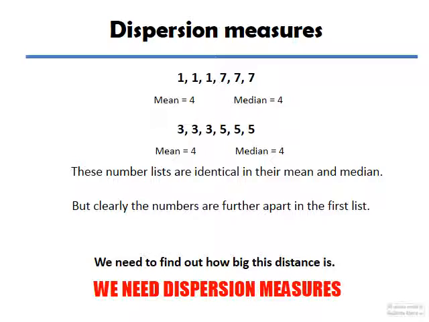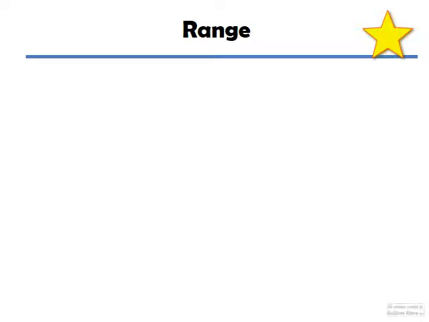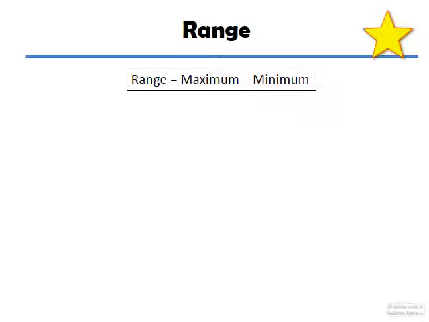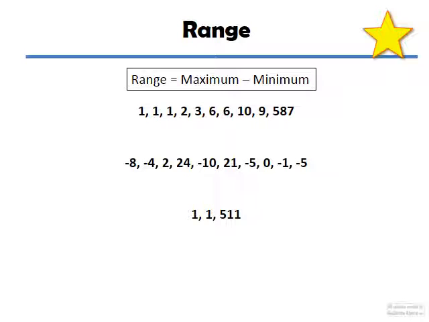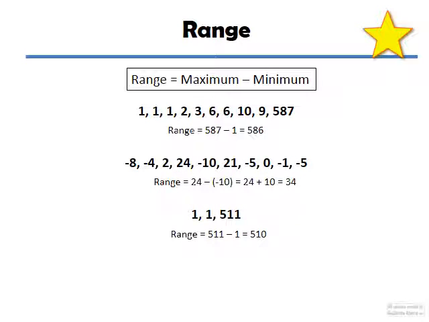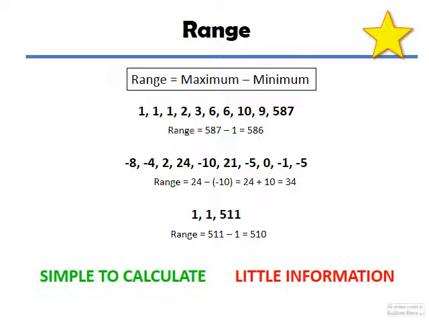The first one is going to be the range. It means take the biggest value and subtract the smallest value. Here you have some list of numbers. Biggest value here is 587 minus 1, 586. Biggest value here is 24. Careful, the numbers are not in order. Minus 10 gives me 34. And here the range is going to be 510. It's very simple, but easy to forget. Very simple to calculate, little information.